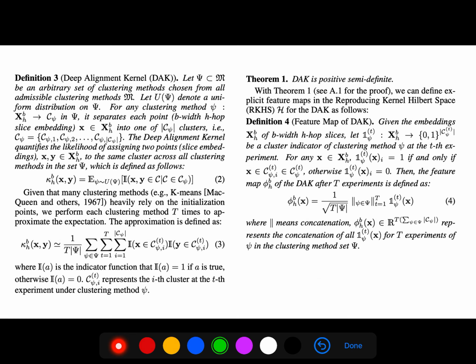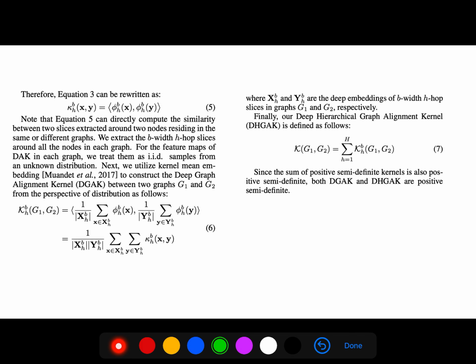The deep alignment kernel quantifies the likelihood of assigning two points to the same cluster across all clustering methods. Finally, our deep hierarchical graph alignment kernel is defined like this.